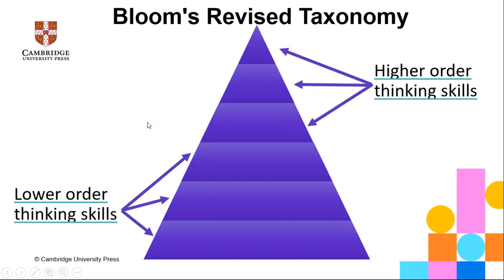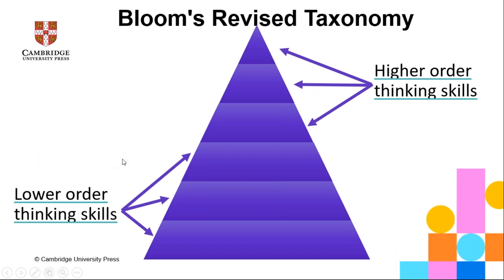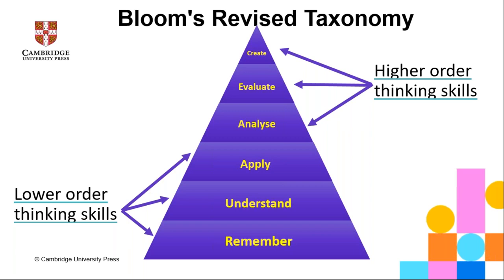And finally, we get to Bloom's revised taxonomy, lower order thinking skills. I know that most of you have seen this pyramid before, yeah? In lower order thinking skills, we have remember, understand, and apply. In higher order thinking skills, we have analyze, evaluate, and create.